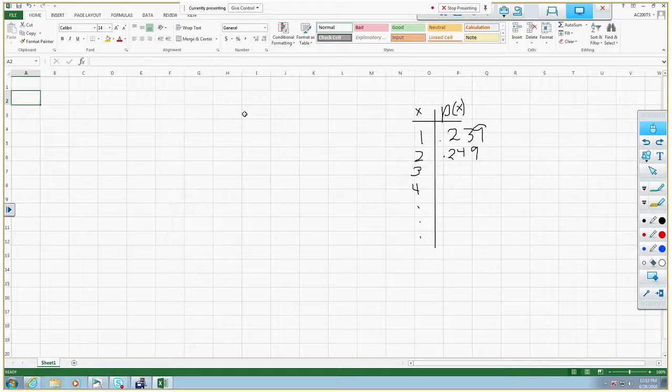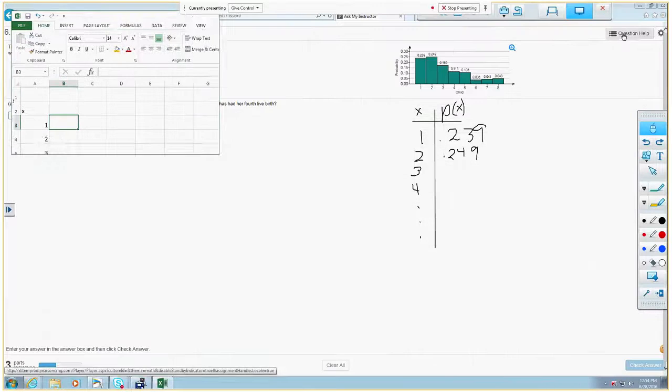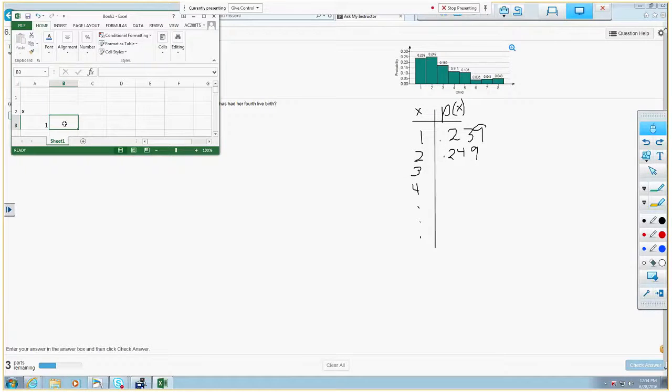So here's X, and that's going to be 1, 2, 3, 4, 5, 6, 7, 8. And then I got to make this go down. And I got to pull this, there we go. And this is P of X. That means the probability of that event happening.